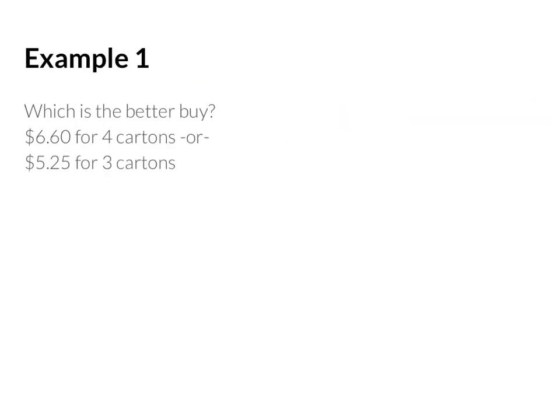So for example one, we're trying to determine which one's the better buy: something that's $6.60 for 4 cartons or $5.25 for 3. Now when they say better buy, they're asking for the cheapest unit price. This means that we need to find the price per unit. I'm going to be taking the price of the item and dividing it by the number of units.